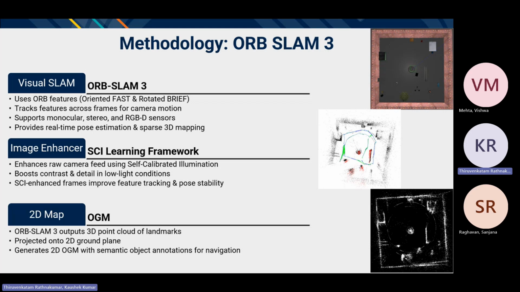The next step is to enhance the image using the Learning framework. To improve performance in low light or challenging visual conditions, we integrate the image enhancement module. This boosts contrast and reveals more detail in darker frames. These enhanced frames are then fed into ORBSLAM 3, which results in more stable feature tracking and improved pose estimation. Finally, we project the 3D point cloud generated by ORBSLAM onto the 2D ground plane to build an occupancy grid map. This map is further annotated with semantic segmentation and semantic object positions, enabling downstream tasks like autonomous navigation and path planning.